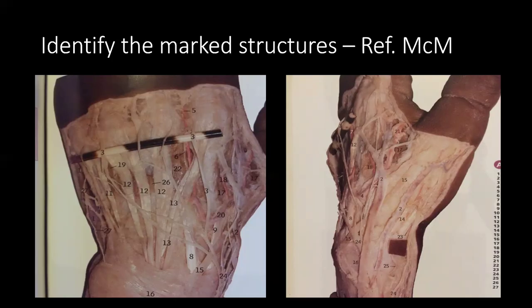Eight carpal bones. Please give a complete answer. Eight carpal bones which are arranged into two rows, proximal and distal. Yes, and then, ma'am, tell me the names of the bones.